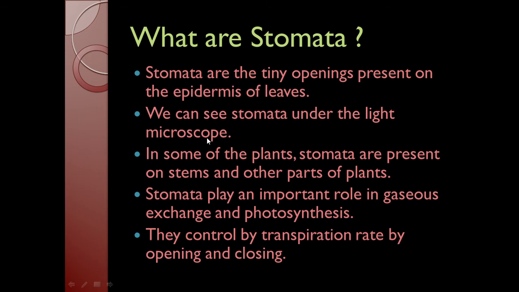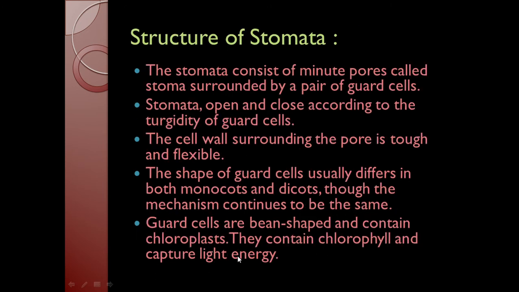We can see stomata under the light microscope. In some of the plants, stomata are present on stems, mostly on the green stems. These are also present on the other parts of plants. These stomata play an important role in gaseous exchange and photosynthesis. Stomata also control the transpiration. They control the transpiration rate by opening and closing.